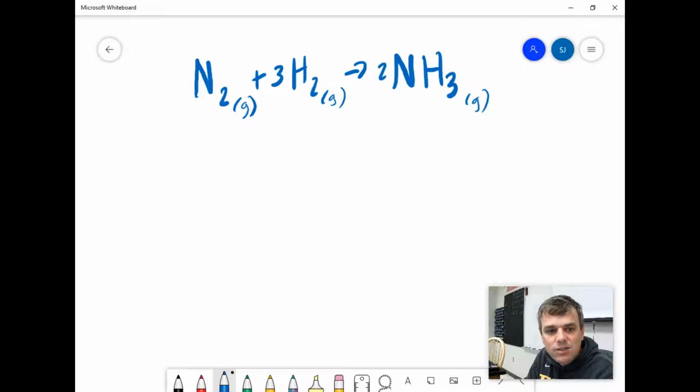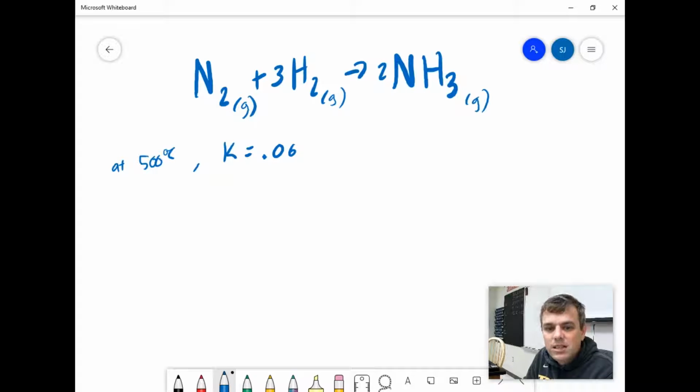Now at 500 degrees Celsius, K equals 0.06. So that's the equilibrium constant. That's a relatively small number. So that means that at equilibrium, we have a lot of N2 and H2 and very little NH3.